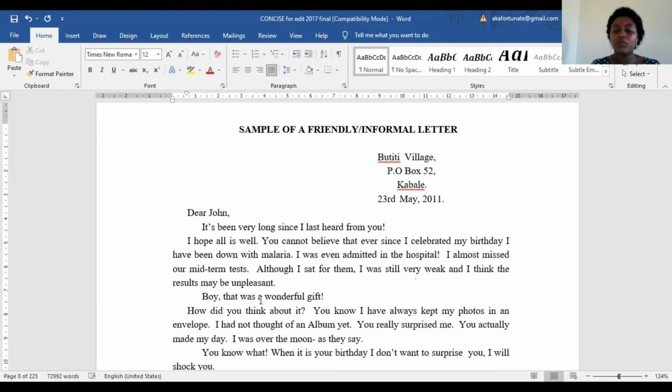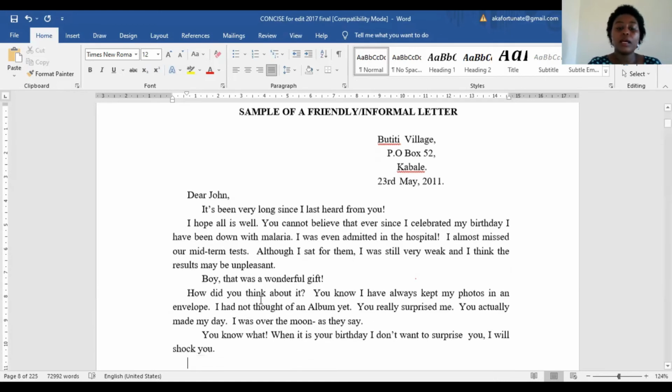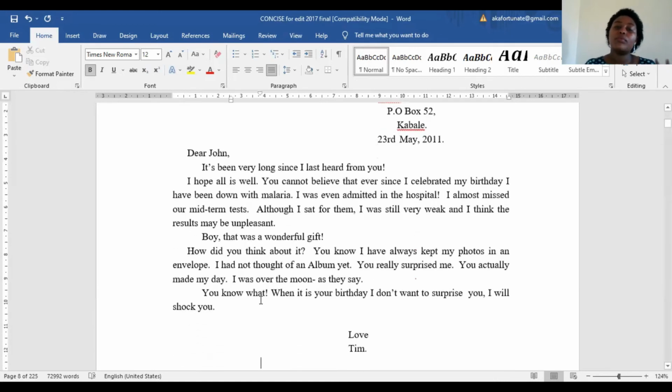"I have always kept my photos in an envelope. I had not thought of an album yet. You really surprised me. You actually made my day. I was over the moon, as they say." Now he brings in an idiom to mean he was very happy, but an idiom that is well chosen, that a friend can easily understand. You're also trying to sweeten up your language using figures of speech, but in a very friendly way.